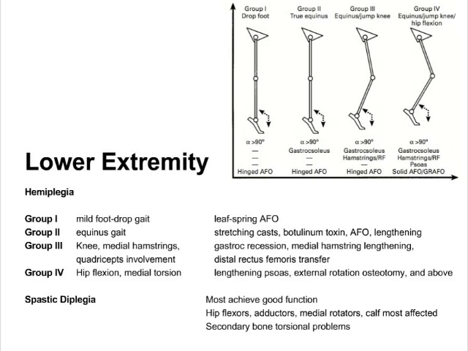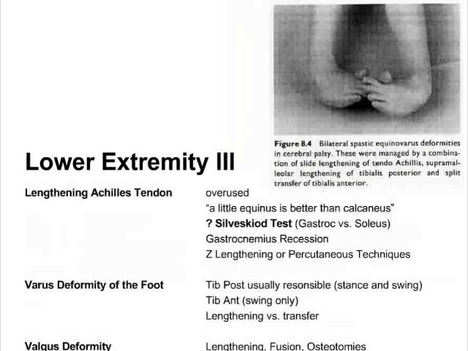With a spastic diplegia, most actually achieve good function, and this is when you do run into a lot of secondary bone torsional problems, and these are usually more medial issues, looking at the hip flexors, the adductors, and the medial rotators. Looking at the specific procedures listed before, one of the most common being lengthening of the Achilles tendon. This is described in several of the papers I looked at to be quite an overused procedure.